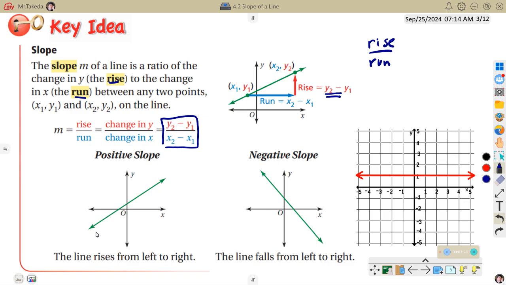A positive slope rises, the y increases as x increases. Okay, so as x is increasing this way, y increases this way. A negative slope means as x increases left to right, y decreases. What if y doesn't increase? Well, you'll get a 0 slope, and we'll look at this a little bit more on a slide coming up. The slope equals 0.